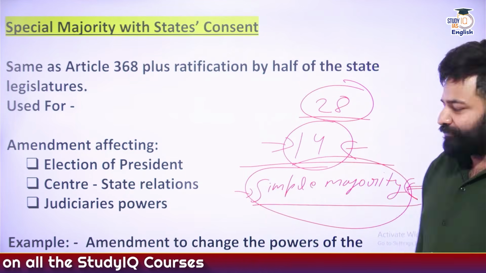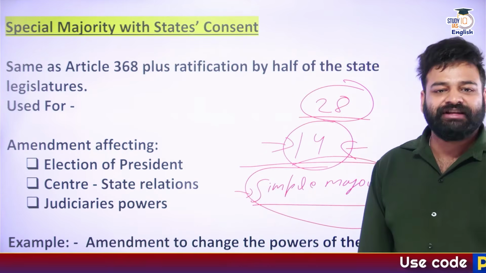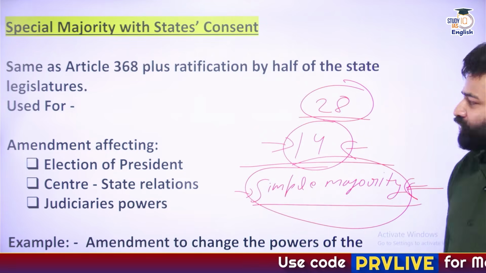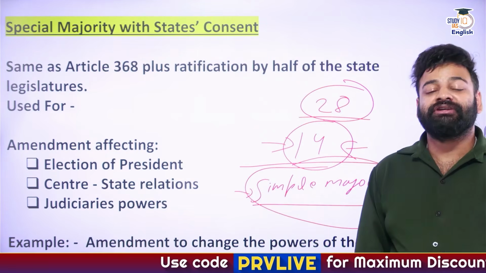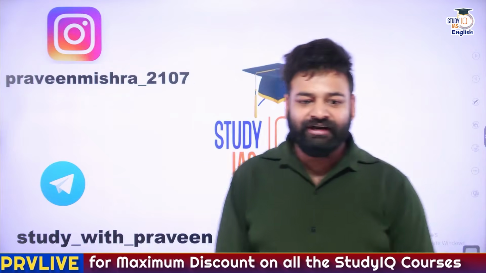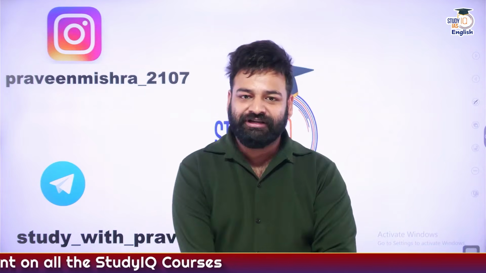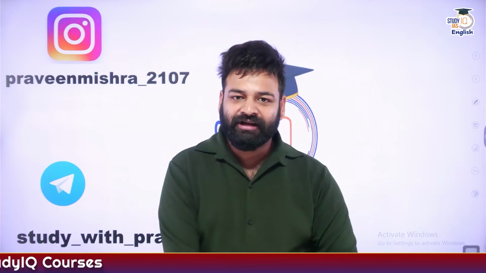So example, you can see amendments to change the powers of the Supreme Court. In case there is any amendment to change the powers of the Supreme Court, then what is required? Special majority with states' consent. So guys, I believe now every tension, every trouble with regard to the types of majority has been eliminated from your brain, and there is no doubt.